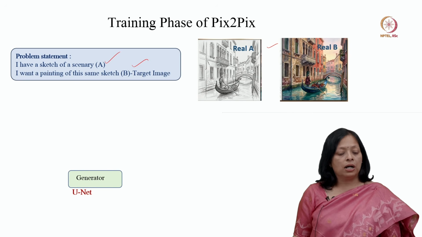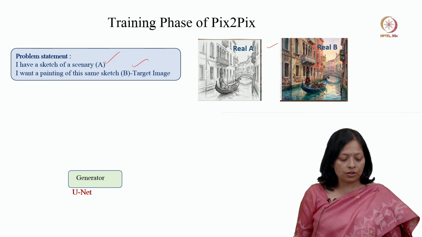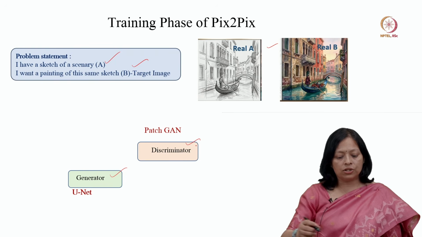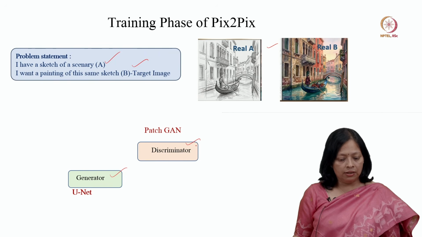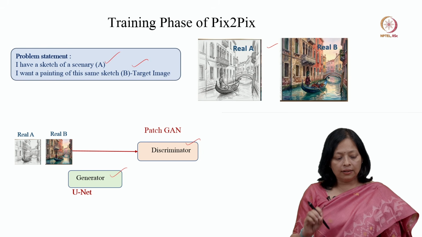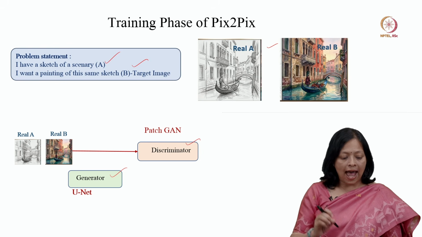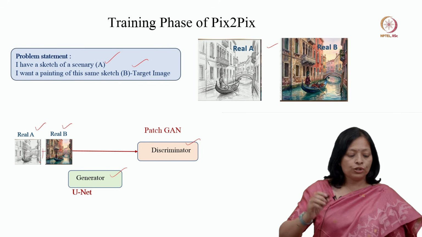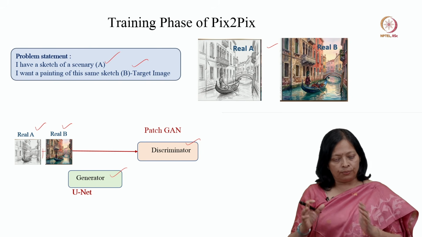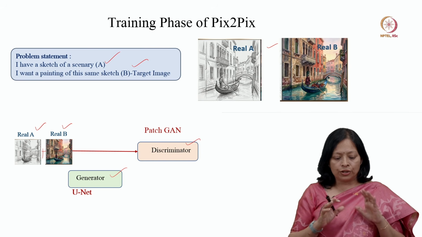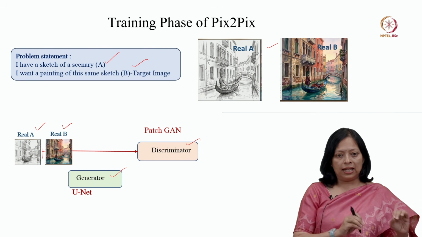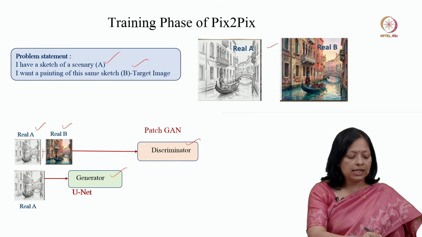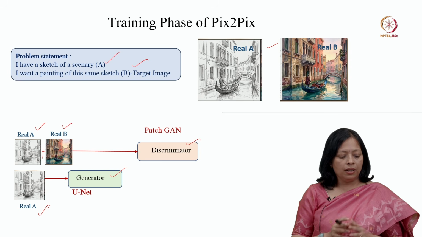Now, we will look into how the training happens in the architecture. So, we have the generator, which is basically a U-Net model, and then the discriminator, which is the PatchGAN, we have already discussed it. Then the real A and real B both go to the PatchGAN, to the discriminator. Okay. So, the discriminator's input is real A as well as real B, whereas the generator takes real A as the input.